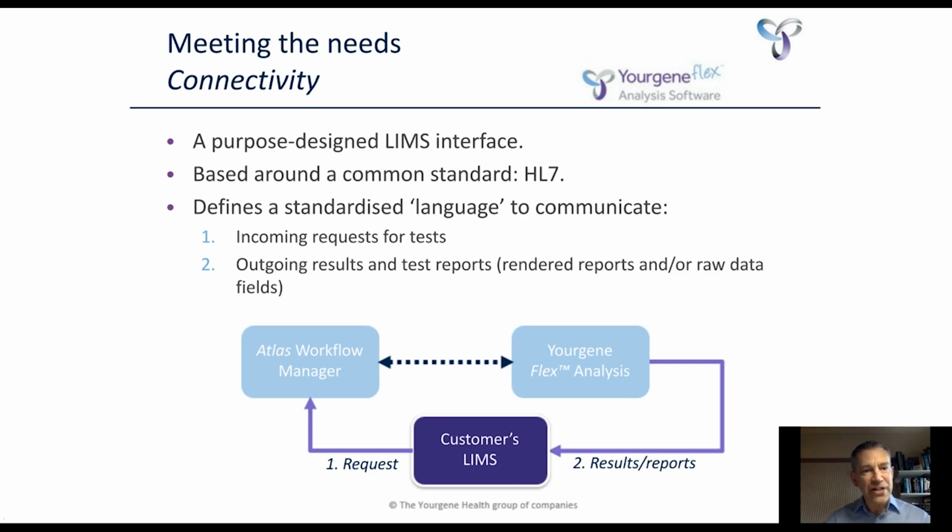Onto connectivity. One way of doing this is to build in a purpose-designed LIMS interface based around a common standard, HL7. That defines a standardized language to communicate both incoming requests for tests and outgoing requests and test reports, so that's rendered reports or raw data fields. And I've drawn a very heavily abbreviated version here, just to show you how the connectivity of this could work.